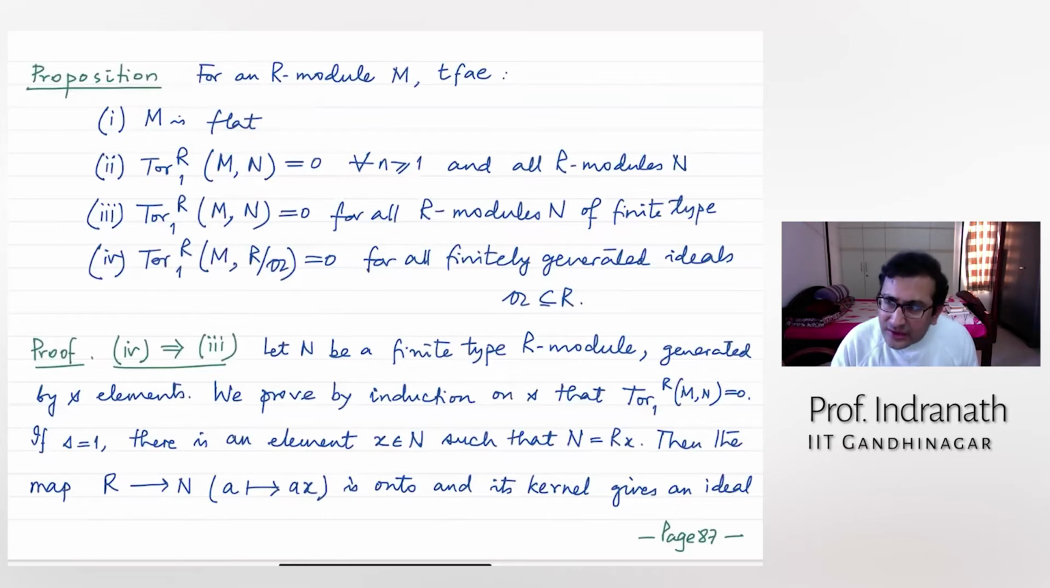And then Tor1 is 0 for all these cyclic R modules that are R mod A, for ideals A. Okay, so now this is very important, because here you are saying that basically the vanishing of the first Tor module gives you flatness. But what is more important here is that, if you remember in my first lecture, we were discussing something like this.